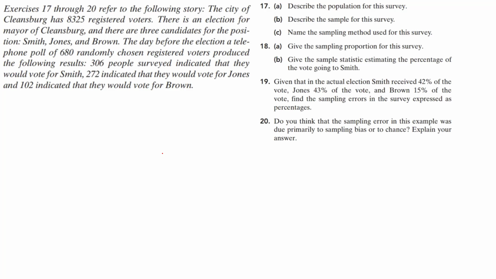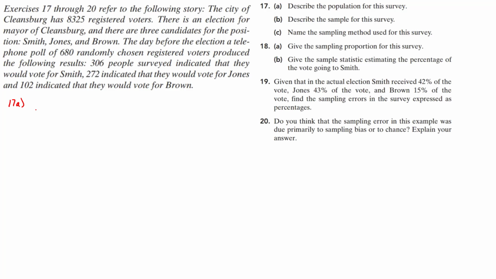Name the sampling method used for this survey. 306 people surveyed indicate that they would vote for Smith, 272 indicate that they would vote for Jones, and 102 indicated that they would vote for Brown, of 680 randomly chosen. Describe the population for this survey. The population is who we are interested in, and a telephone poll of 680 randomly chosen registered voters.